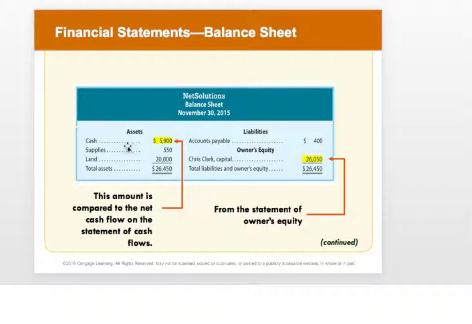Total assets, you'll total up the end of the month cash, supplies, and land accounts to equal $26,450. Accounts payable is $400, and then the end of the year capital, which we got off the previous statement, is $26,050. So our total assets do equal our total liabilities plus owner's equity.